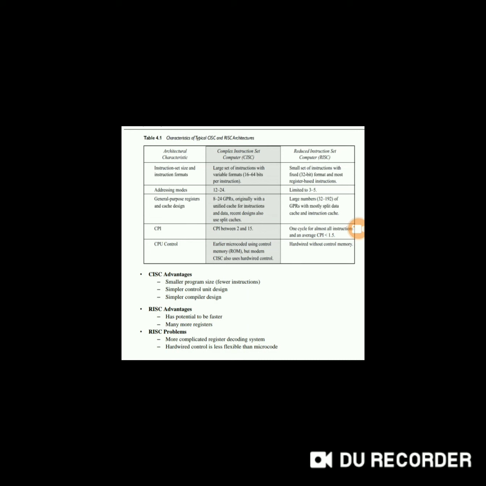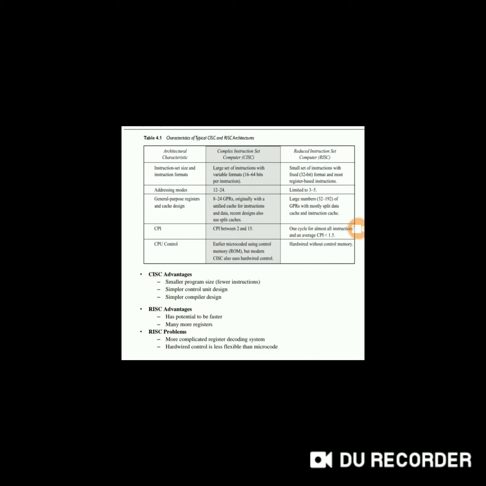The fifth characteristic is CPU control. In CISC, earlier designs were micro-coded using control memory, that is ROM, but modern CISC also uses hardwired control. But in RISC, it is hardwired without control memory. So this is all about some of the characteristics of CISC and RISC architectures, that is complex instruction set computer and reduced instruction set computer.